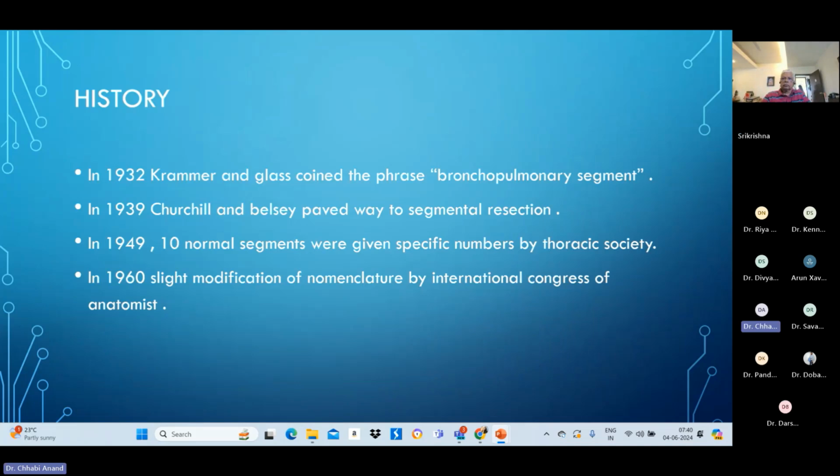History: in 1932, Kramer and Glass coined the phrase bronchopulmonary segment. In 1939, Churchill and Belsey paved the way to segmental resections. In 1949, 10 normal segments were given specific numbers by the Thoracic Society. In 1960, slight modifications of nomenclature were made by the International Congress of Anatomists.